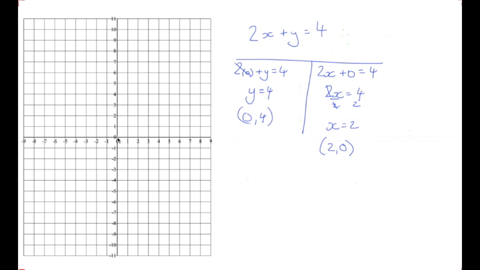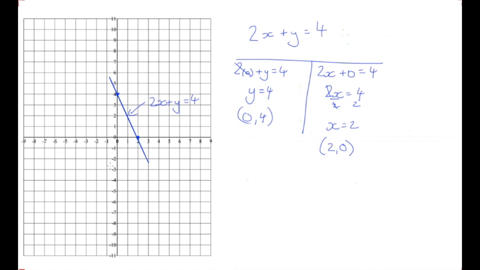So the first one is 0, 4, so 0 here and then up to 4. So I just do that. And then 2 and 0 is the other one, so I go across to 2 and 0. And then all I have to do is get my ruler and line it up with the 2 dots, roughly, and then draw a line through. Now, I have drawn the line 2x plus y is equal to 4. That's all we had to do to draw this equation as a line, okay?